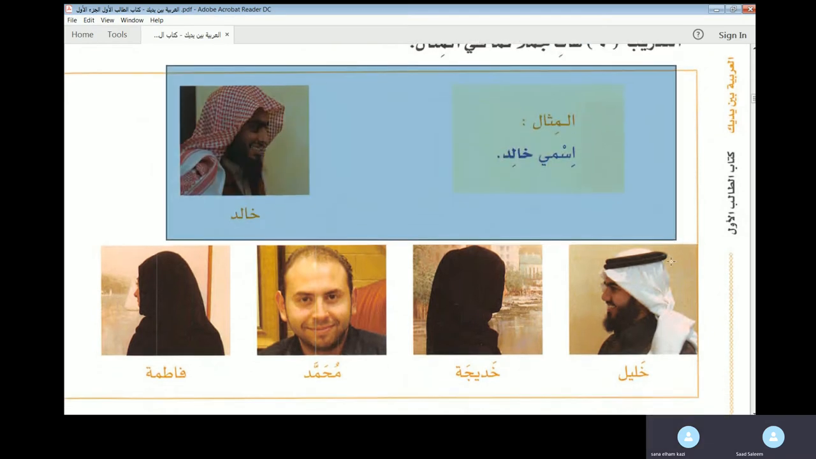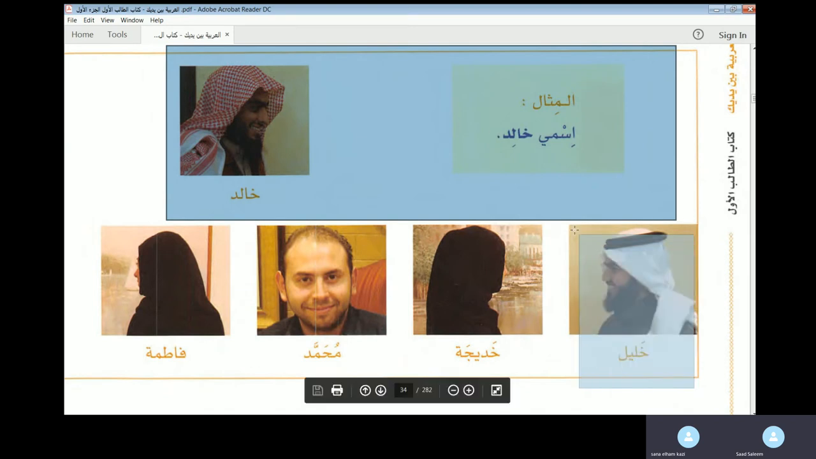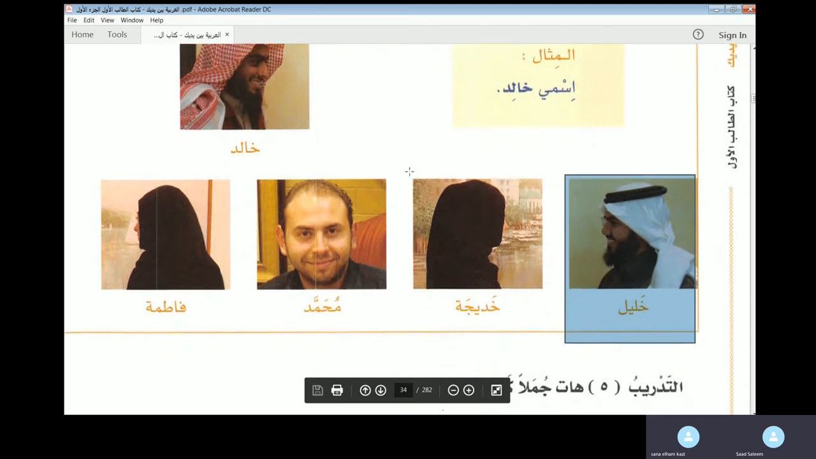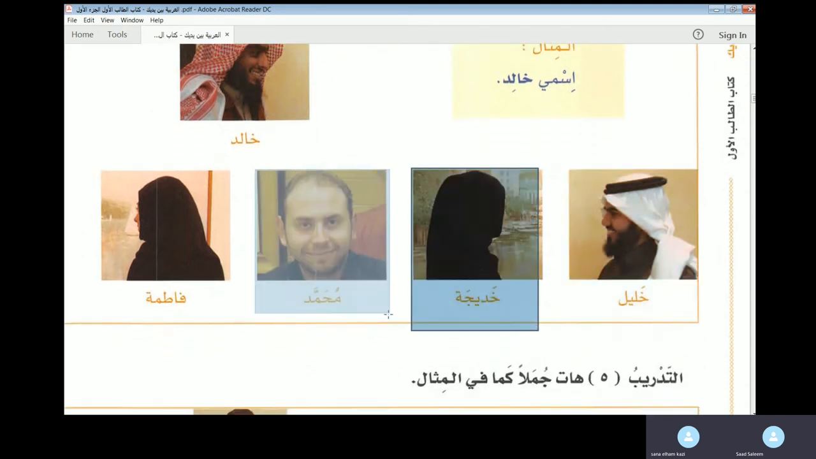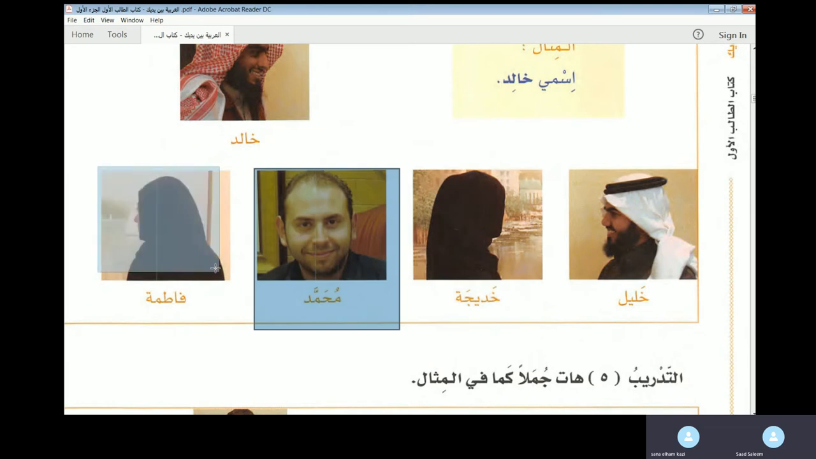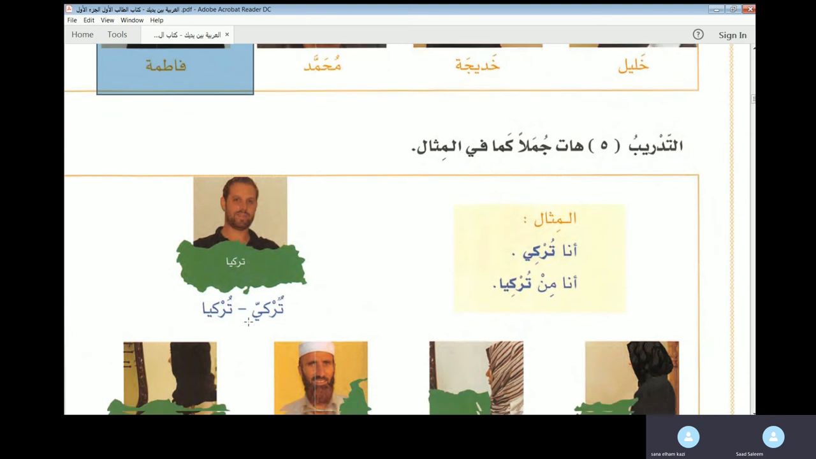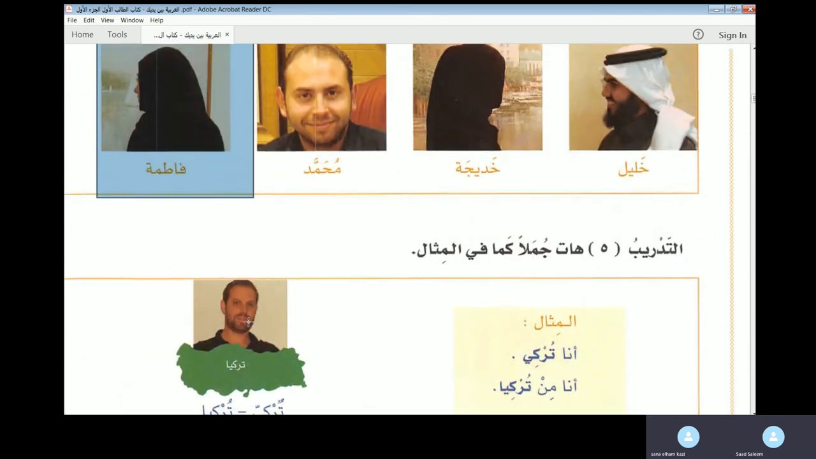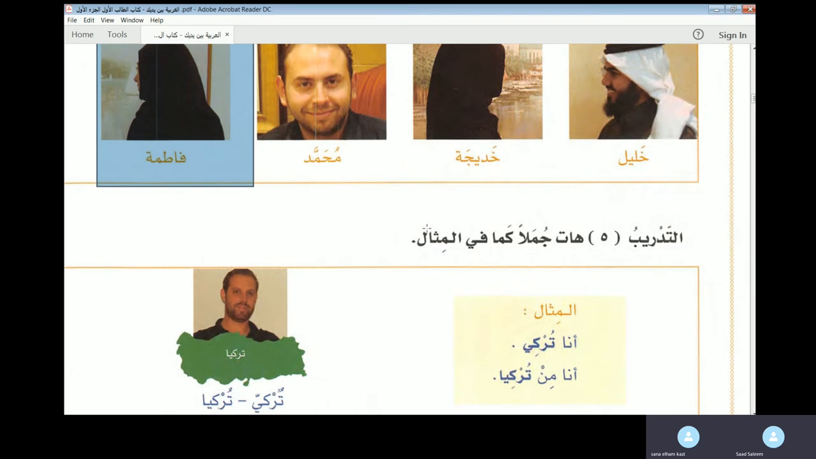The example is Ismi Khalid. No, not Khalidun, Ismi Khalid. Ismi Khadija. Ismi Muhammad. Ismi Fatima. He won't say Khalilun. It's better to say Ismi Khadija, Ismi Fatima.